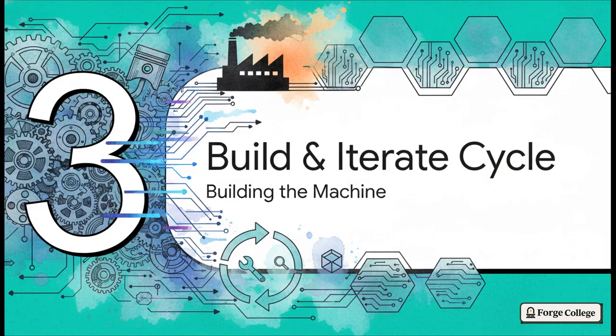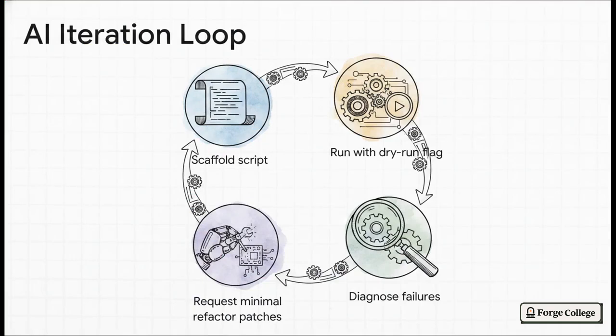Okay, Section 3, the build and iterate cycle. It's time to build the machine. Look, your first generated script is not going to be perfect, and honestly, that is totally fine. We're working in a tight iteration loop here. You run the script locally with a dry run flag, you fully expect a few plugin or path failures, and then you diagnose. But here's the secret sauce. Feed only the specific errors, like the exact failing command block, back to the AI for targeted minimal refactor patches. Don't ask for a full rewrite, just ask for a patch.